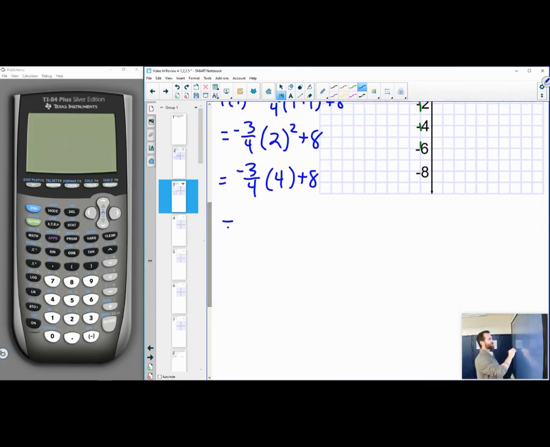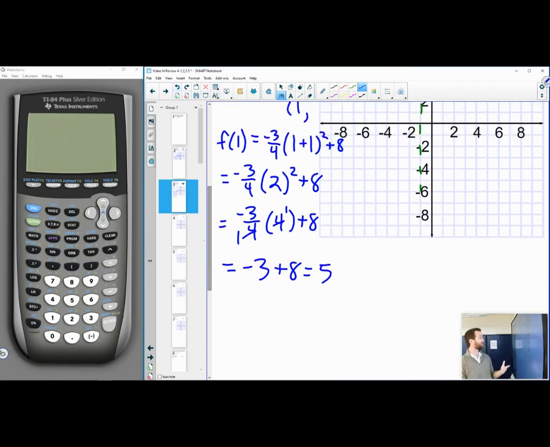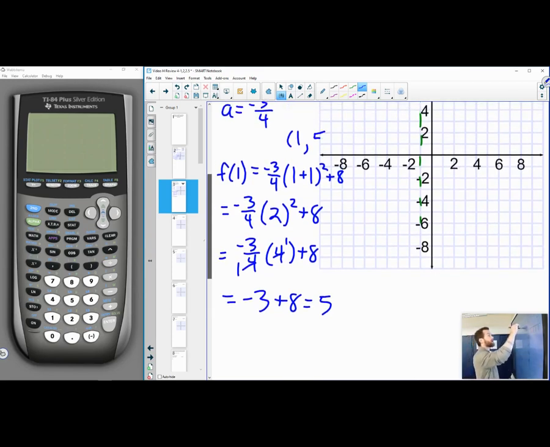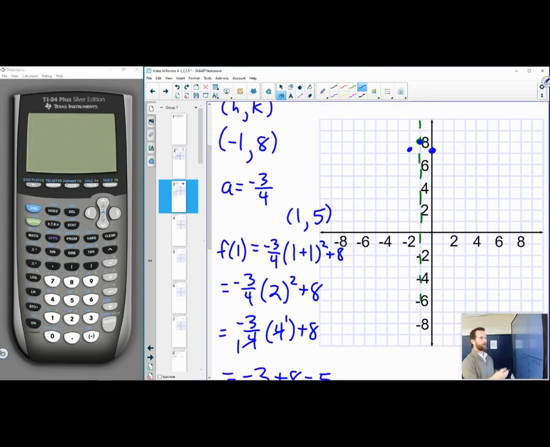Let me see. We could do this a few different ways. I'm just going to cross cancel. The 4s are going to cancel out, so they just become 1s. It becomes -3 plus 8, and we get a 5. That's not the only way to simplify that, but in my mind, that's the easiest way to do it, at least mentally. So the point was 1, 5. We plugged in an x value of 1, got a y value of 5 out. So we graph that point. So 1, 5 is right here.